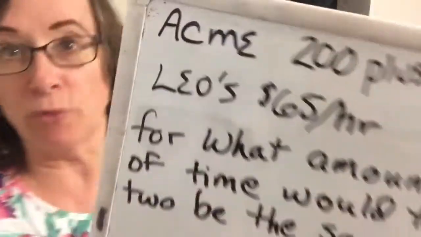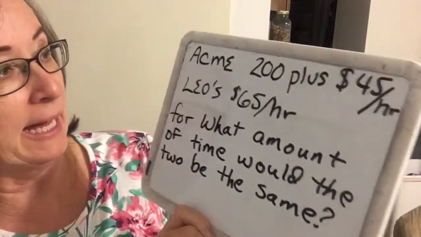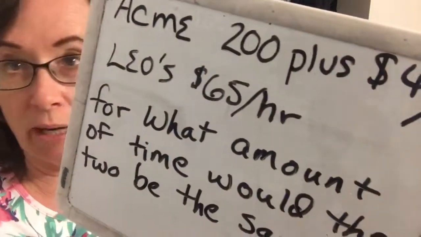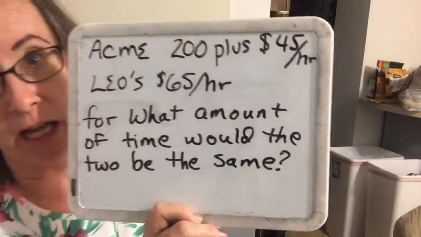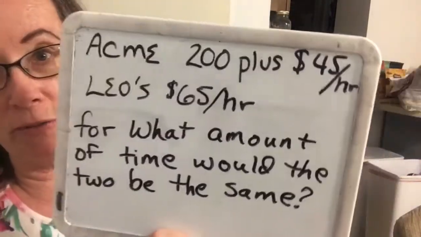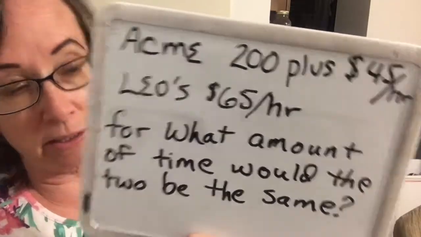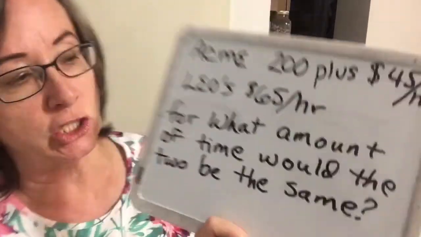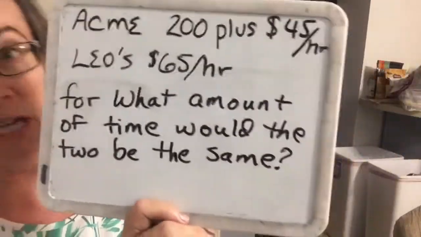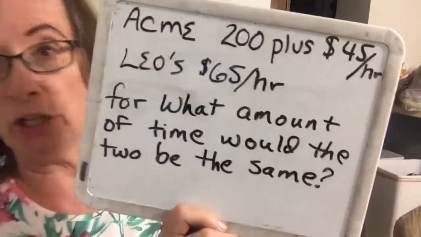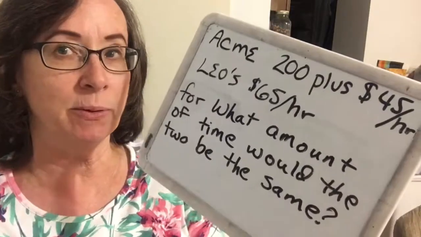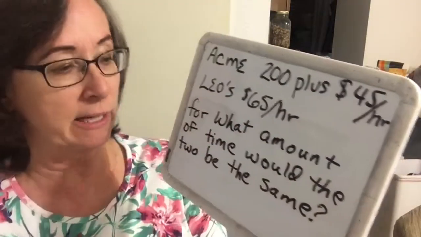All right, so I'm looking at number 45 in our textbook. It says on 45 that Acme movers charge $200 plus $45 per hour, and Leo's movers charge just $65 an hour. The question was a little bit different, but I went ahead and changed it to: for what amount of time would the two movers charge the same? So I'm asking, what is the break-even point? What is the point where both of these are equal to each other?